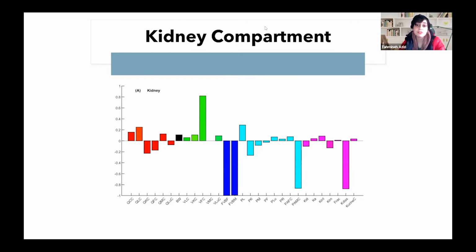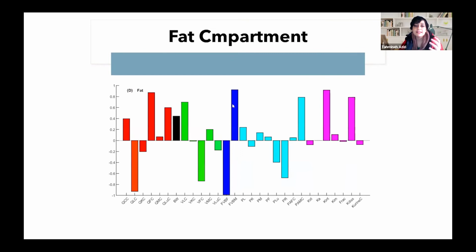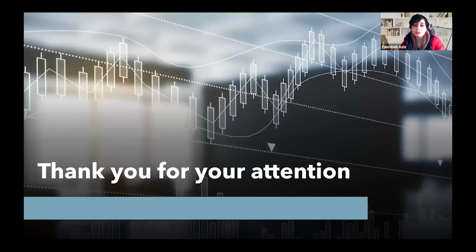They are going to affect, for example, the concentration of drug in kidney, liver, lung. As you see, some of them are not very influential on the model output. Some of them negatively, some of them positively. Fat, and so this is the muscle, plasma. So for each compartment, using this approach, LHS global sensitivity analysis, we can find the most influential parameters, which are going to affect the model output.